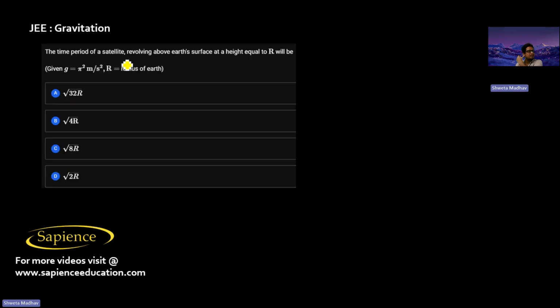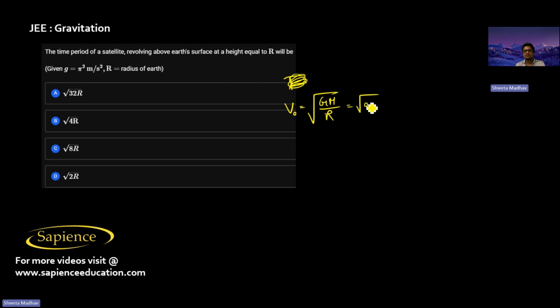The time period of a satellite revolving above Earth's surface at a height equal to R will be, the time period is given as, we know that v naught, which is the orbital speed, is equal to root GM by R.